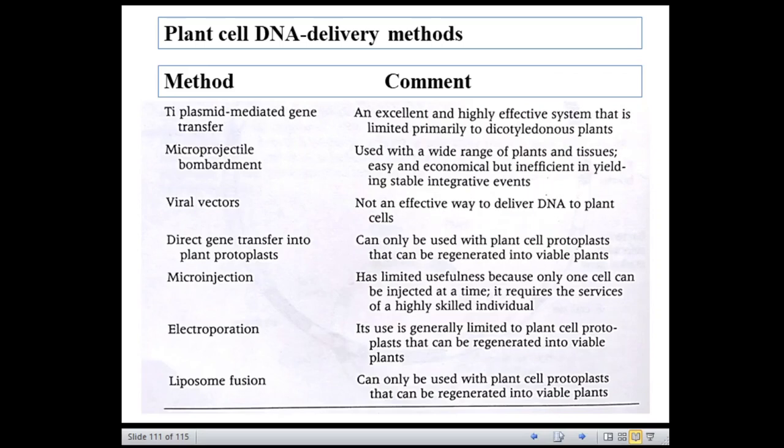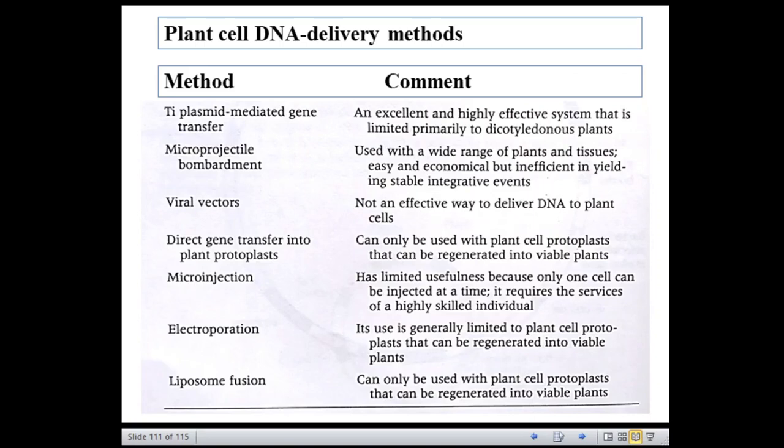In particular, the monocotyledonous plants, that is the monocots. Say, for example, the major cereal crops such as rice, wheat, and corn are not readily transformed by Agrobacterium tumefaciens. So that is most suited for the dicotyledonous plants, that is the dicots. So for monocots, alternative protocols for the delivery of DNA have to be devised.